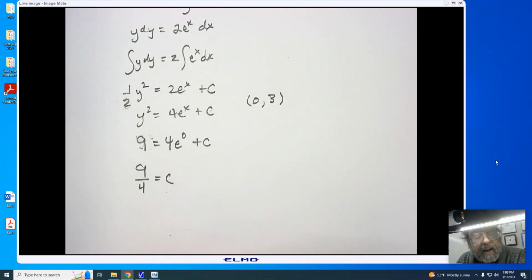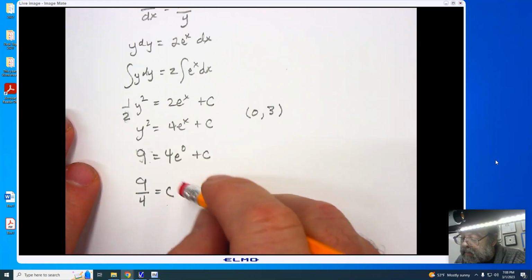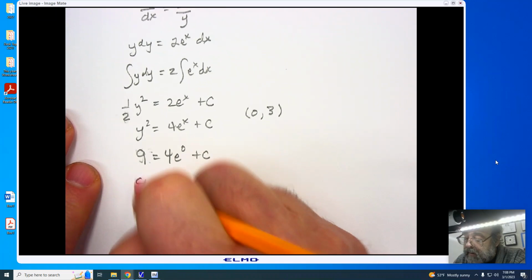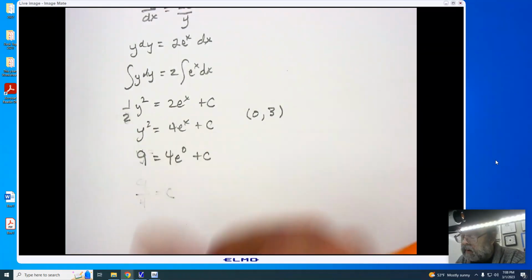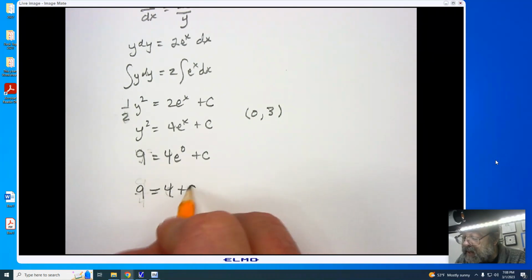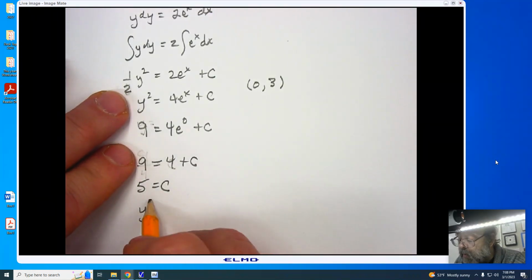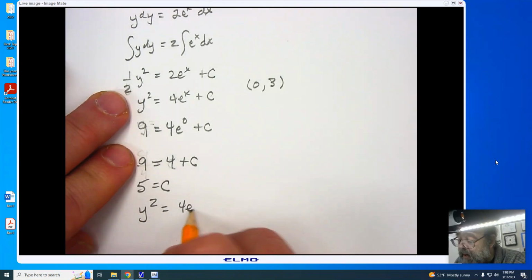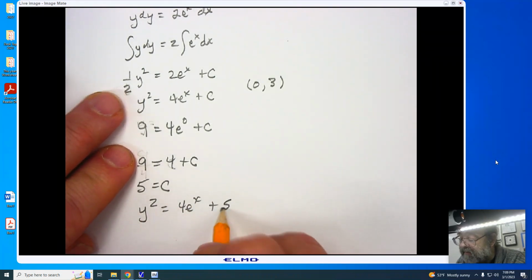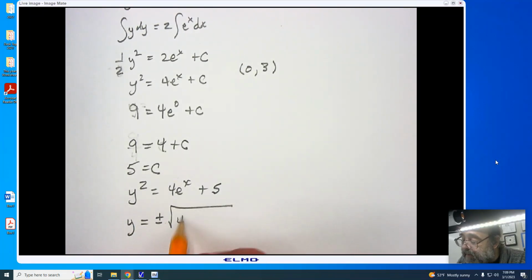Let's make sure I have that written correctly. I have a problem. I'm subtracting. So I have 9 equaling 4 plus c, so 5 is equal to c. So that I can now write it as y squared equals 4e to the x plus 5. Now when I take the square root, I now get y equal to plus or minus the square root of 4e to the x plus 5.